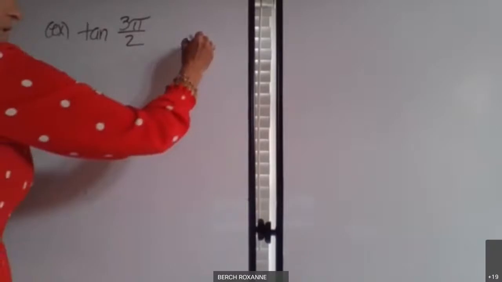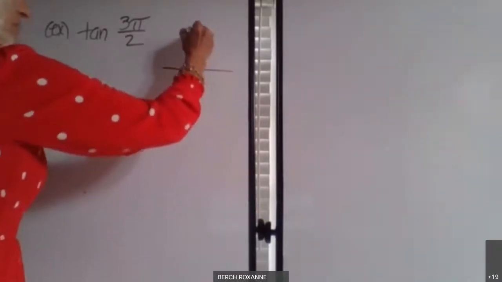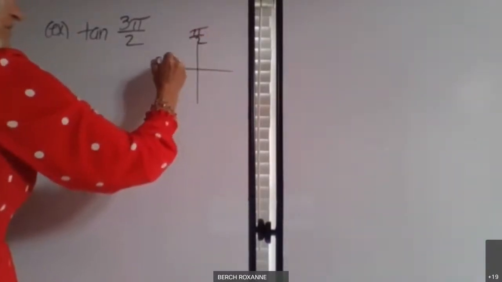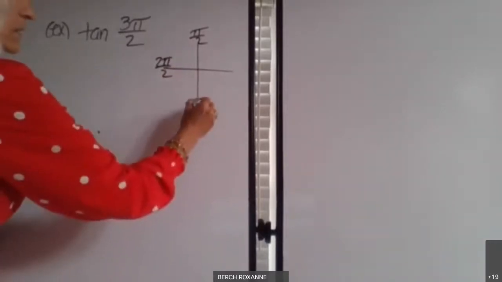I'm not going to find a reference angle. I'm not going to do anything. I'm going to use common sense. So this is pi over 2. This is 2 pi over 2. Where's 3 pi over 2?